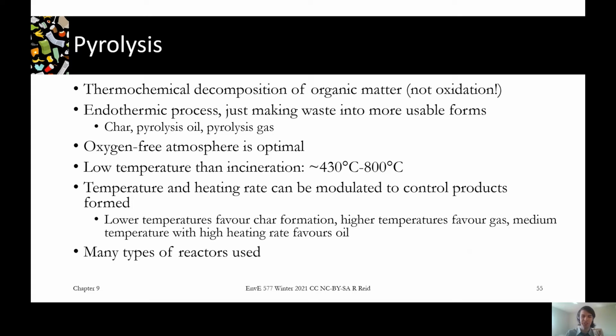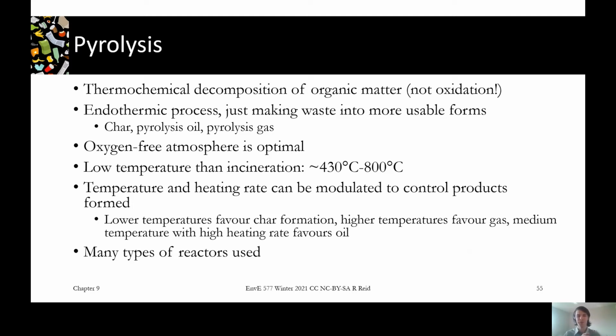Things like traditional charcoal making, there is a little bit of oxygen involved, so it's not a strict pyrolysis, but there's not a pure pyrolysis or a pure gasification in the world. There's kind of buckets that we try and place technologies into. So oxygen-free is kind of the ideal for pyrolysis. It's typically a lower temperature, kind of a low and slow cooking of the waste rather than a burning of it. And the temperature and the heating rate can be modulated to control what products you get.